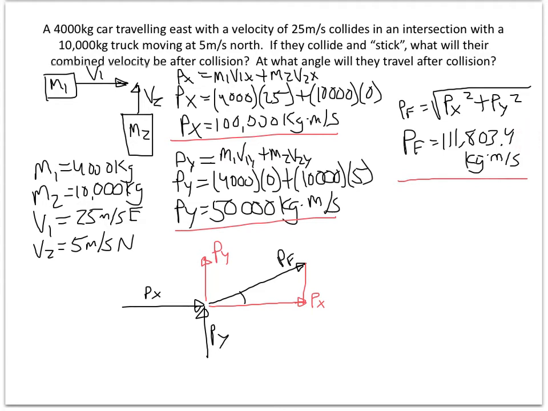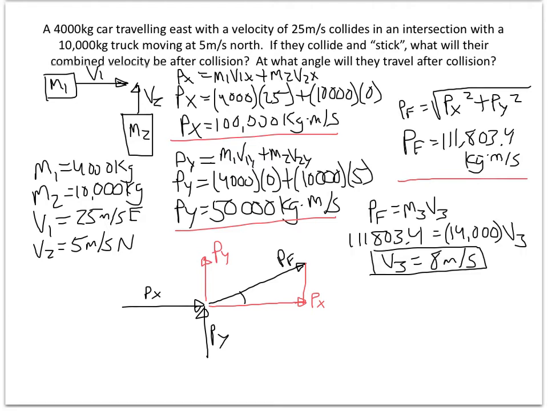Now that I know that, I can use that momentum plus their combined masses to find the velocity. And I get a velocity of 8 meters per second. Now, I combine the masses right here. It was 10,000 plus 4,000 for the two vehicles together because it is an inelastic collision, which means they do stick.